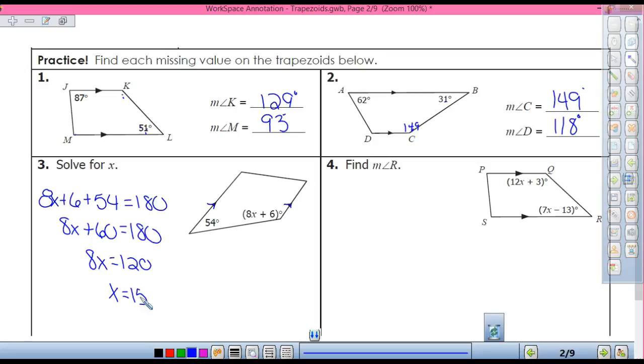Same thing with number 4. What do I know about those two angles? They're consecutive angles, so they are supplementary. So add them up. They equal 90. Are they asking for x in that one? No, they're asking for R. So I would have to plug it in to this one, right?